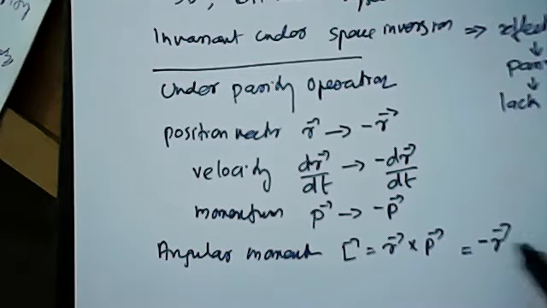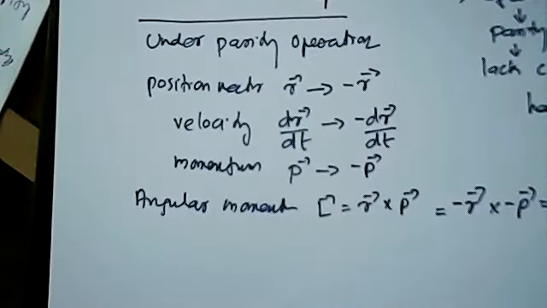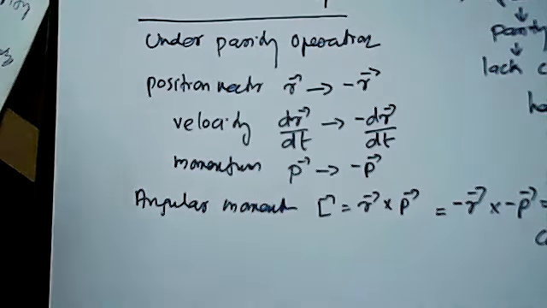Minus r cross minus p equals L itself. No change for angular momentum sign. So L is conserved. Means no change for L. So all other things are changing their sign, but L remains unchanged.